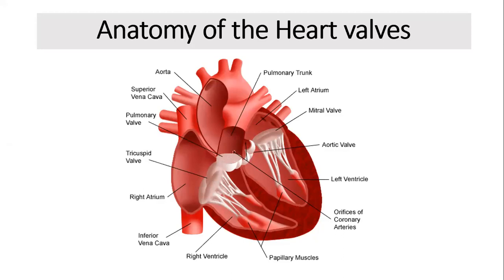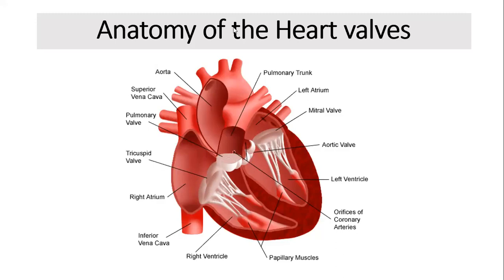They allow unidirectional flow of blood, so it prevents reverse flow of blood. So it allows blood to flow only in one direction. That is the function of the valves. So there are four valves in the heart. One is the tricuspid valve, then we have the mitral valve, or it is also called the bicuspid valve, and then we have two semilunar valves. One is the pulmonary valve as well as the aortic valve.